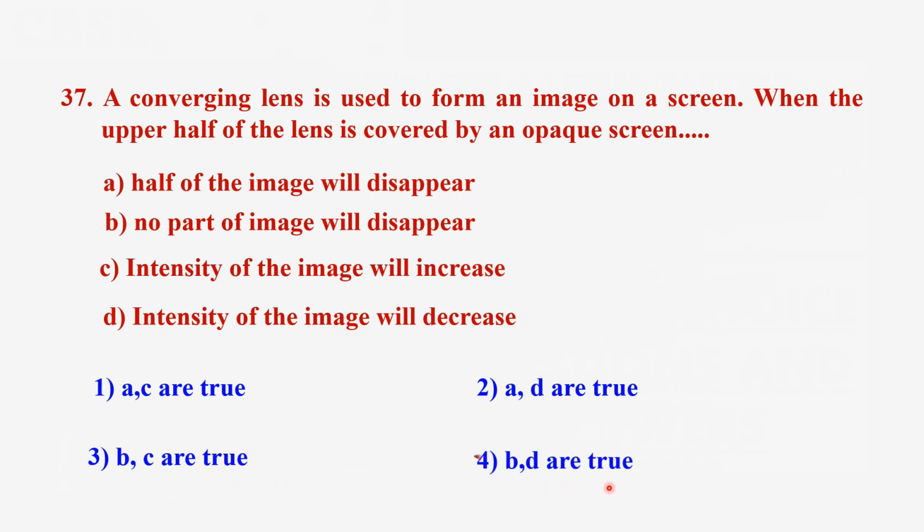So in this, the fourth option is correct, because when the upper half of a lens is covered by an opaque screen, no part of the image will disappear, only the intensity of the image will decrease. Okay, B and D are true.